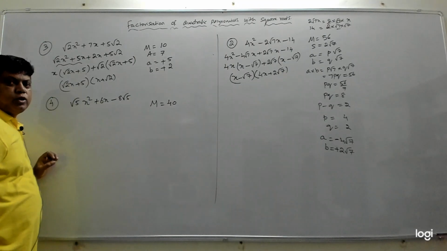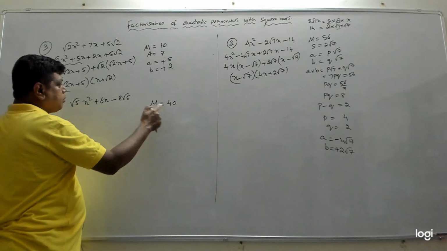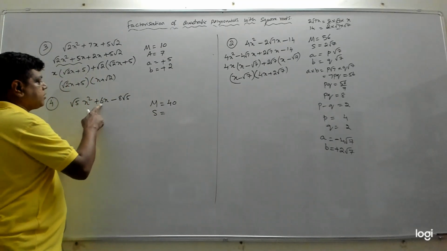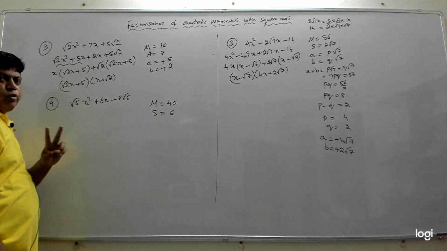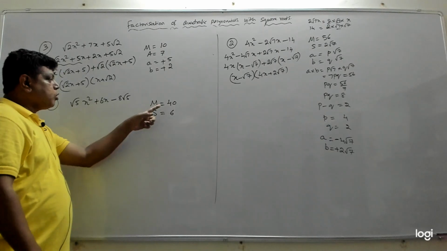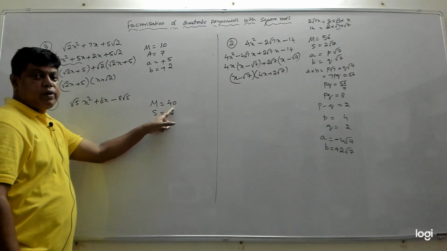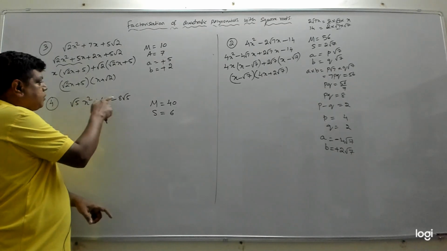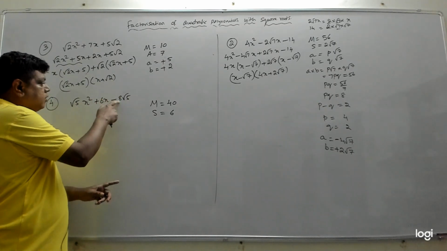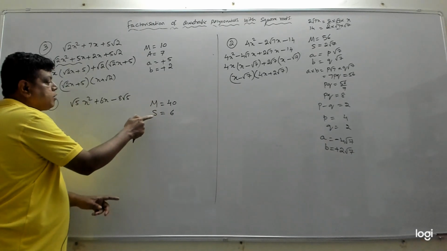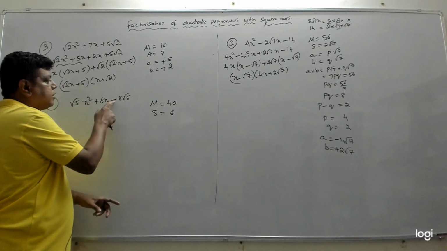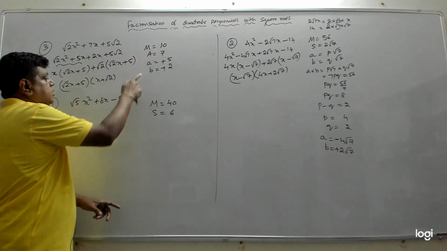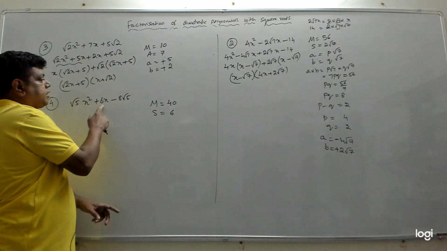When I multiply, I should get 40. On the same two numbers, what is this sign? Minus. Subtract. I should get this number, 6. So I should find two numbers such that when I multiply the two numbers, I get 40. And how did we get 40? Always you should multiply the coefficient of x square with the constant. Root 5 into root 5 is 5, 5 into 8 is 40. On the same two numbers, we should subtract. How do I know that it's a subtraction? It is minus here. If it is minus, then subtraction case. If it is plus, then addition case. So with minus, I should get this number 6.